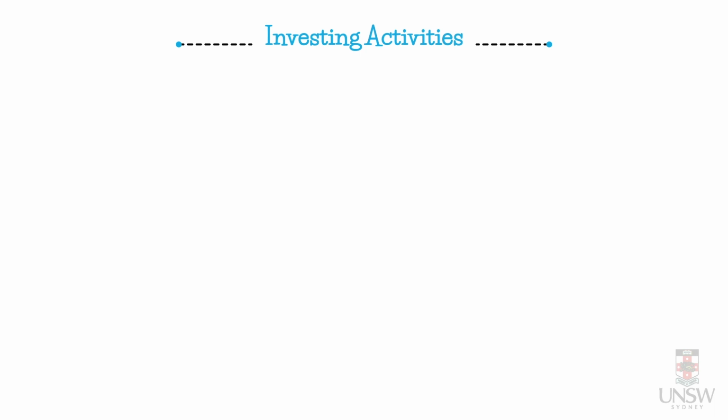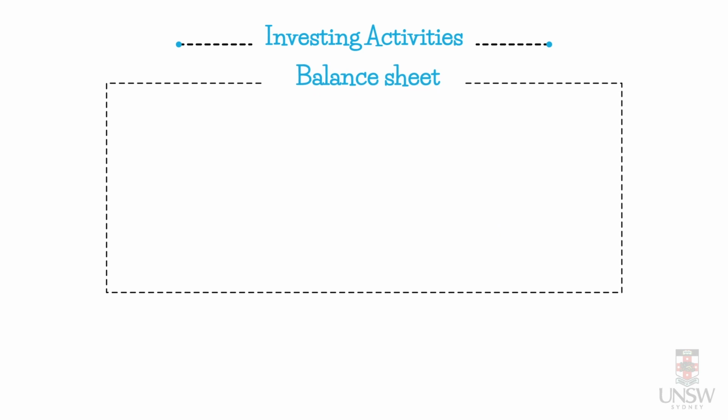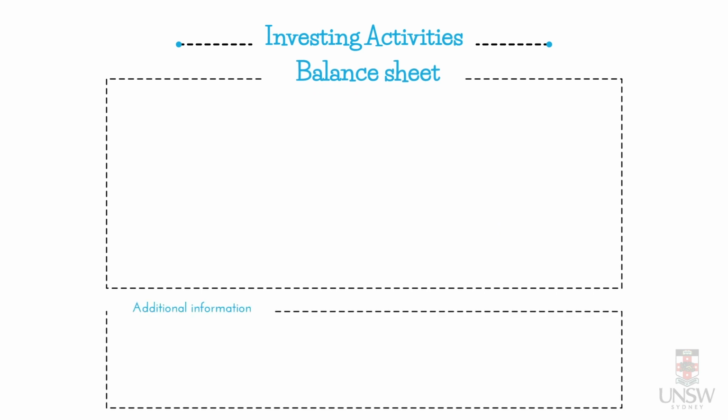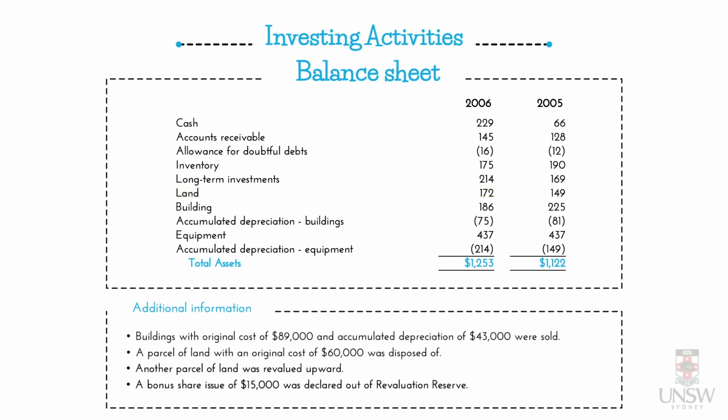The investing activity section, we're interested in the purchase or sale for cash of non-current assets. So the first thing to look at is the balance sheet, and we want to look at all of our non-current assets and see if there's been any increase or decrease, and we're going to match that together with the additional information. So we can look at land first off, and we can look at the balances. So the balance of land has increased over the period from 149 to 172. So we need to investigate the additional information.